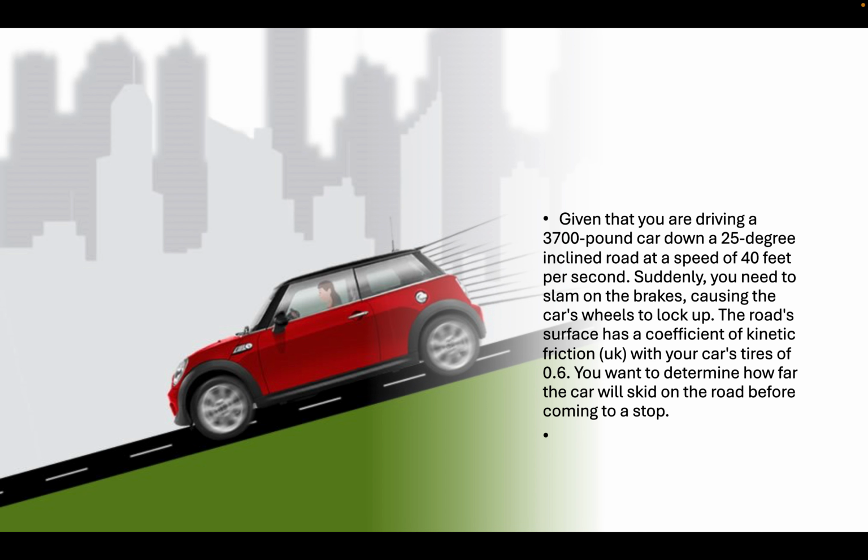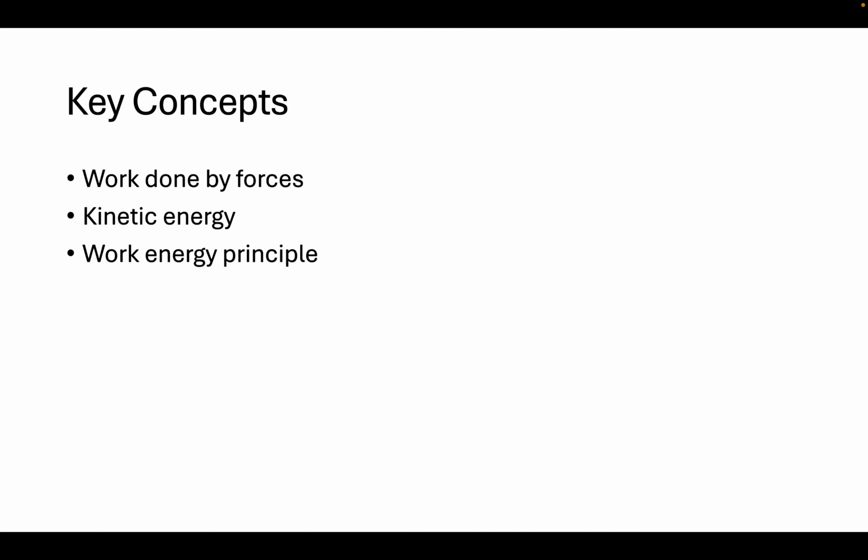Given that you're driving a 3,700-pound car down a 25-degree inclined road as shown in the diagram at a speed of 40 feet per second, suddenly you need to stop, so you slam on the brakes, causing the car's wheels to lock up. The road surface has a coefficient of kinetic friction of 0.6, and we want to determine how far the car will skid on the road before it comes to a stop. So, the distance that the car skids before it comes to a stop.